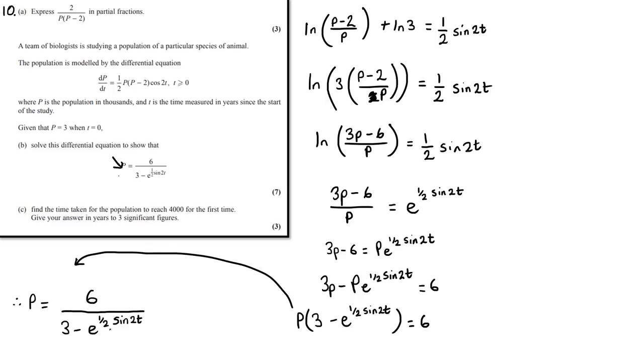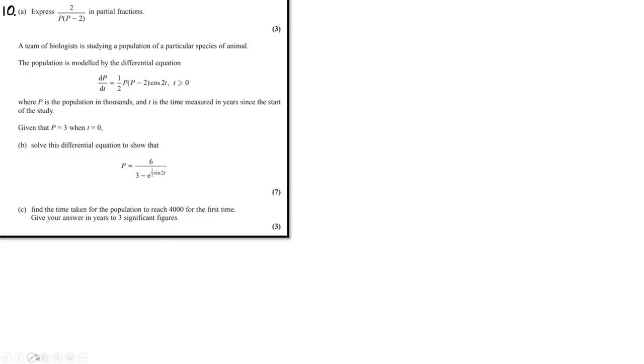So that gets us the next 7 marks, quite long, and it's very easy to make mistakes with these type of questions, but that was exactly as we needed to show there. So as required, or QED, whichever you prefer. So that's part B done. Let's take a look now, finally, at part C. And in part C, it says, find the time taken for the population to reach 4,000 for the first time, given the answer in years, to 3 significant figures. Now, for part C, even if you couldn't do part A and part B, for example, you can get the final 3 marks here.